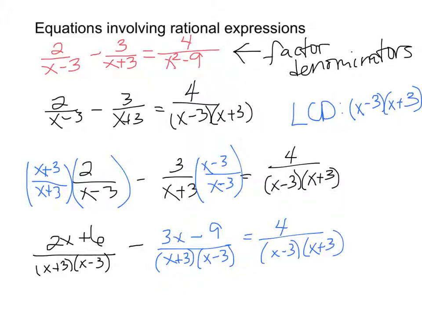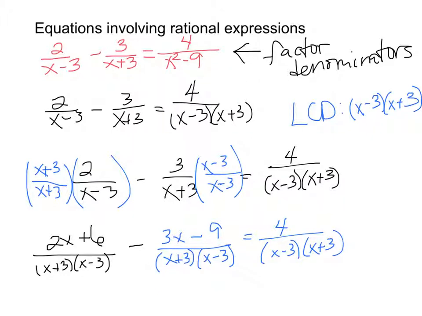Okay, this is one way that we could work with it. Now that we have the same denominator, we could really look at when the numerators are equal, because if we multiply each side by x plus 3 times x minus 3, we'd clear all of our fractions.